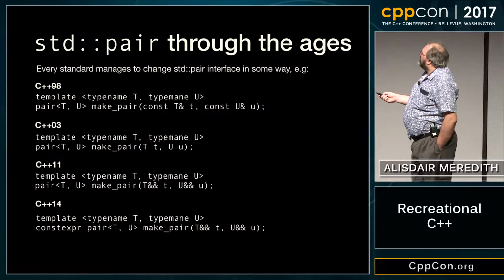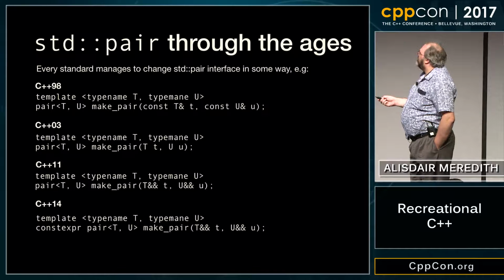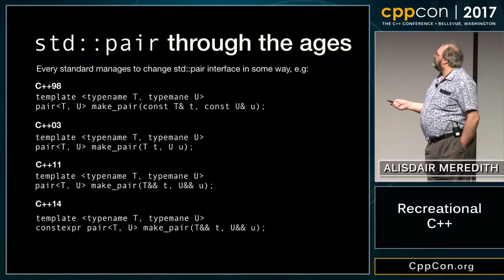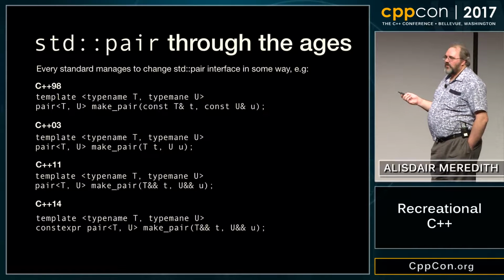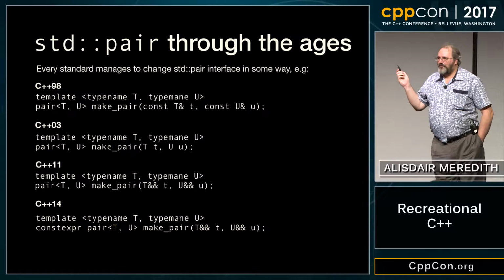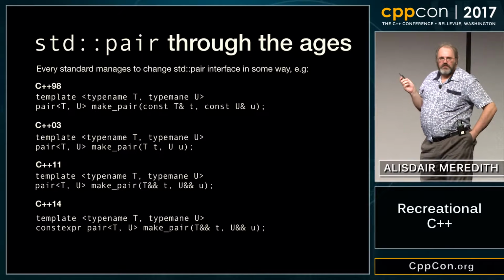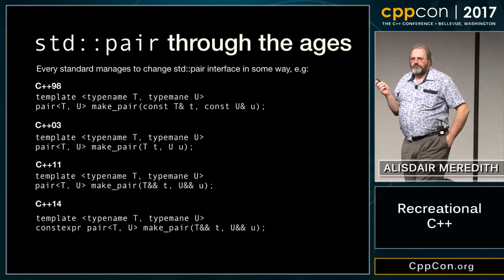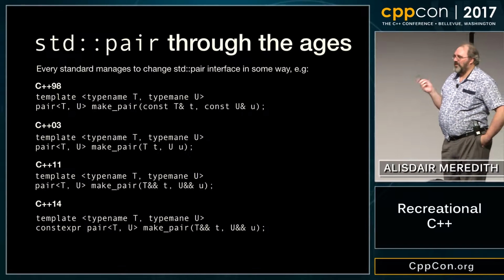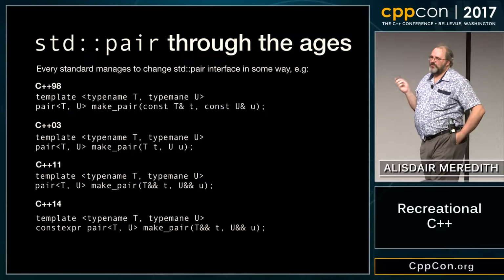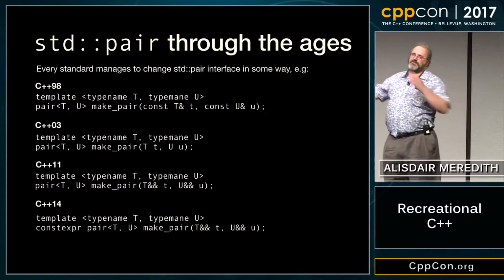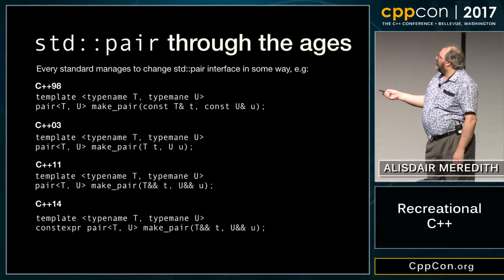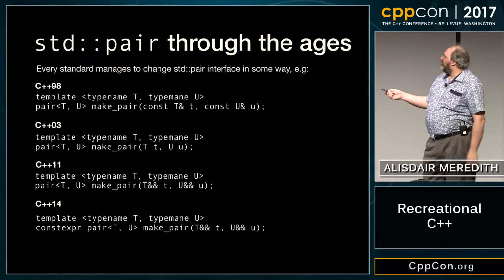So C++98, make_pair takes two const references. C++03, we pass by value instead. Can anyone give me a one-line answer for why that might be useful? For 03? If I want to make_pair with an auto_ptr, I couldn't pass an auto_ptr by const reference because I'm going to modify the thing as I move it implicitly. If we pass by value, we support movable types like auto_ptr.